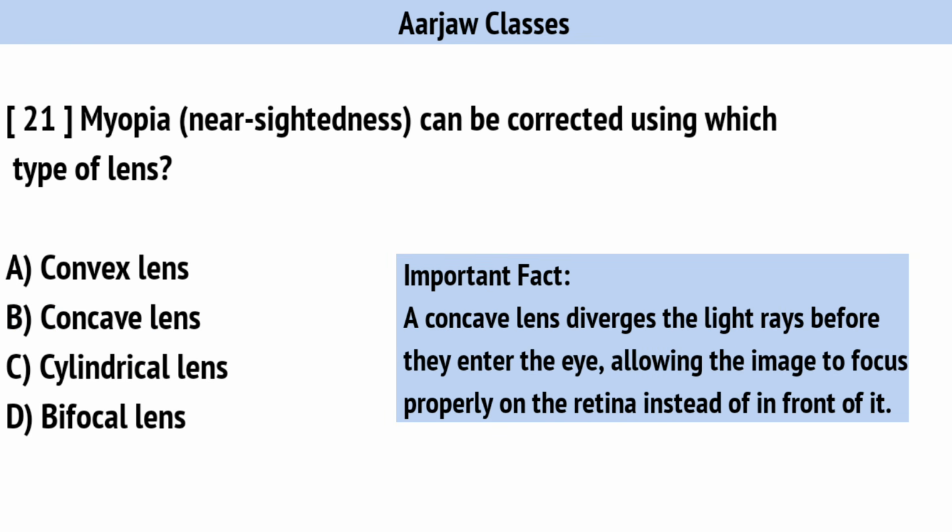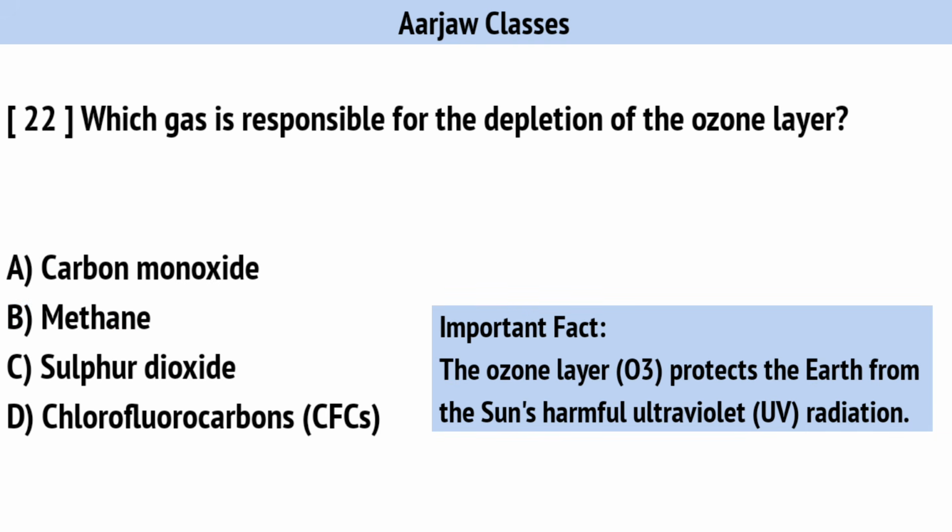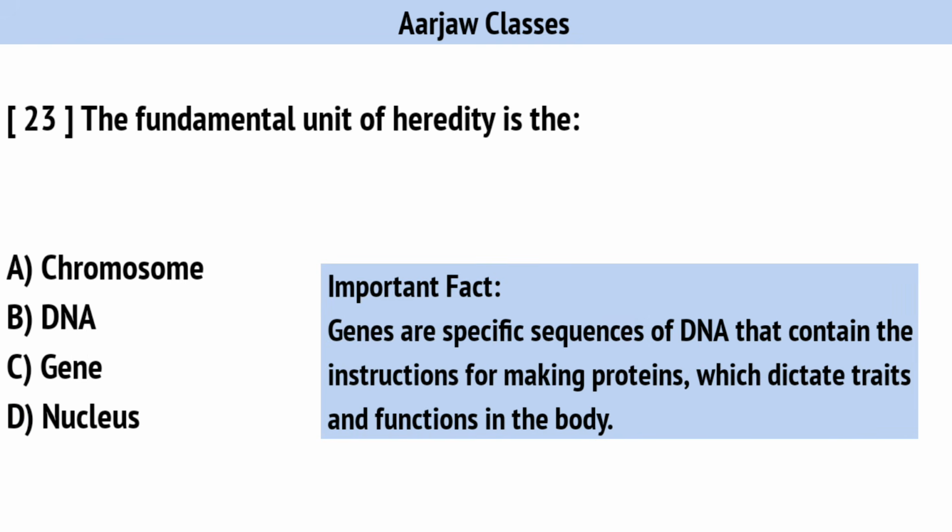Myopia or nearsightedness can be corrected using which type of lens? Correct option is B, concave lens. Which gas is responsible for the depletion of the ozone layer? Correct option is D, chlorofluorocarbons. The fundamental unit of heredity is the? Correct option is C, gene.